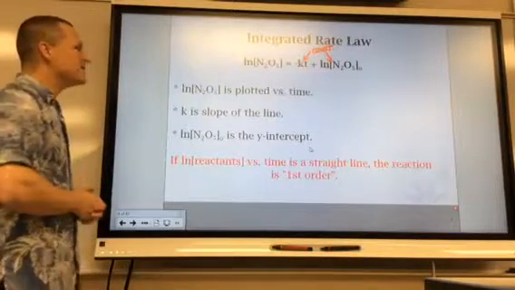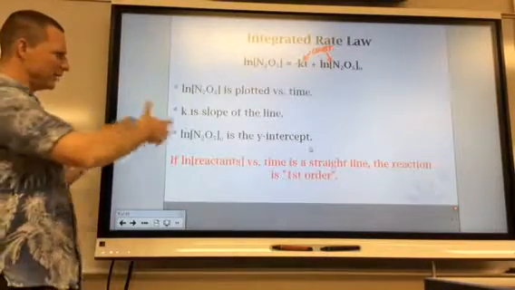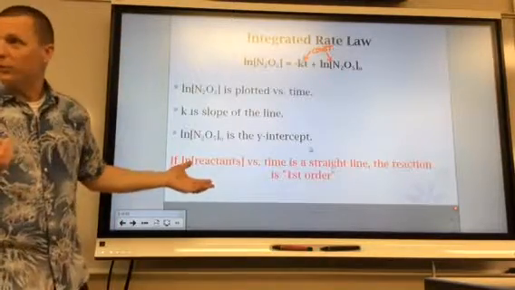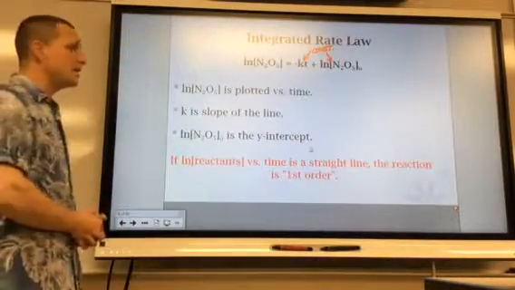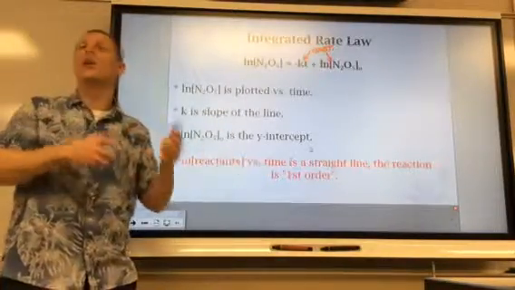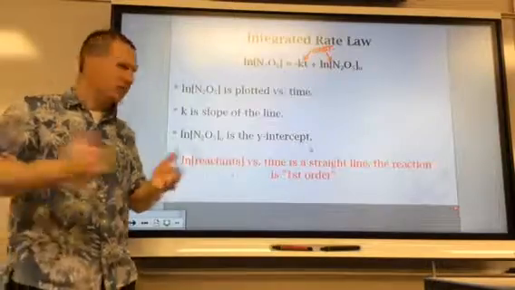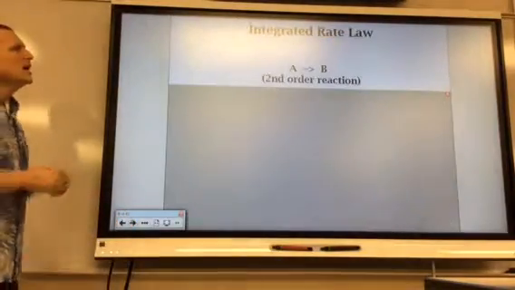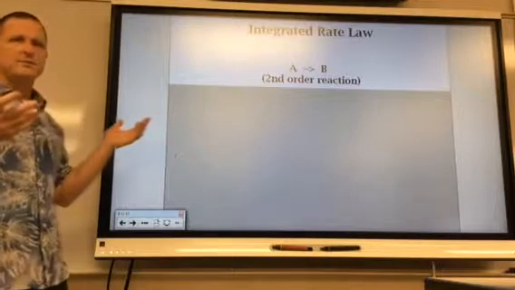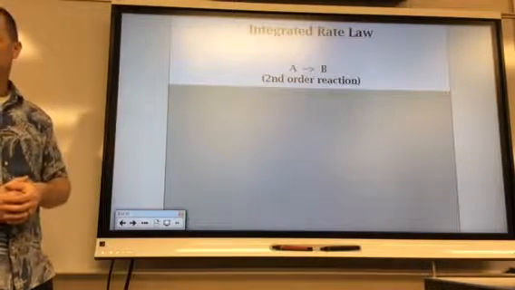Okay? What if it's not first order? What if you plot this thing out and it gives you a curve? Well, it wasn't first order. We know that. And can we tell which order it was between the zero and the second? Well, yes, we can. I'm glad you asked. So here's another reaction. Let's say that we have some reaction, A yields B, and it's a second order reaction.